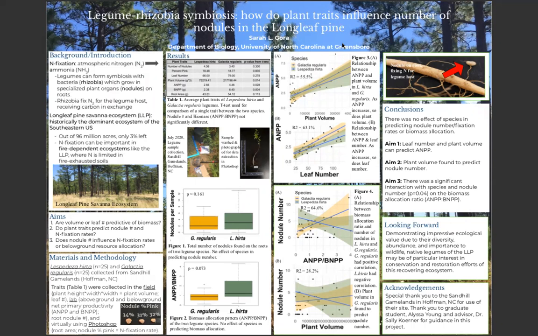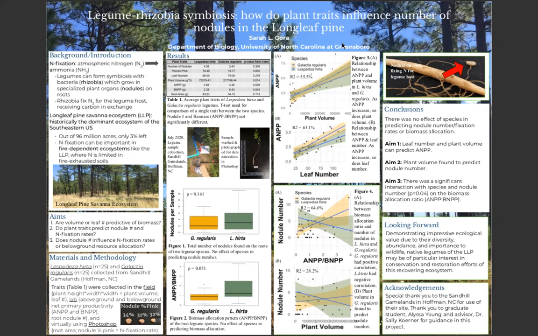Members of the bean family or the legume family can form symbiosis with rhizobium. This rhizobium bacterium can grow in specialized plant organs called root nodules. Rhizobia fix nitrogen for the legume host, receiving carbon in exchange. So why legumes? No other plant family has been found to compatibly host this unique symbiosis.